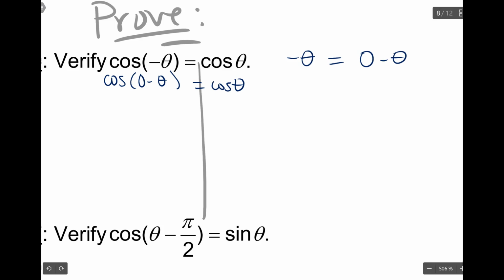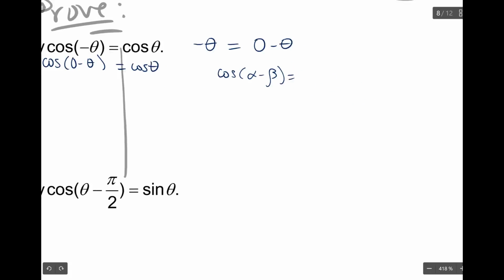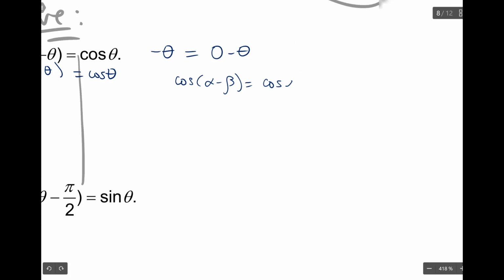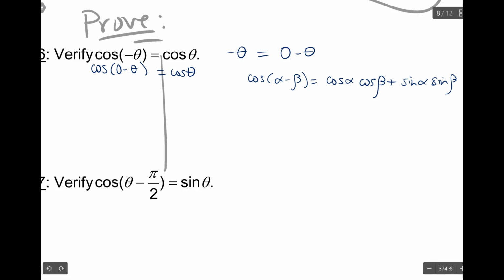Now don't forget, cosine of alpha minus beta is equal to cosine alpha cosine beta. Oh, this is minus, so it's going to be plus sine alpha sine beta. All right, so let's plug in. So I have cosine 0 cosine theta plus sine 0 sine theta.